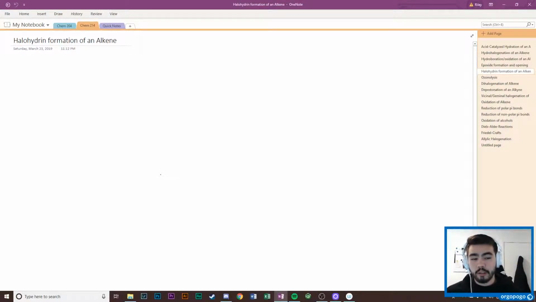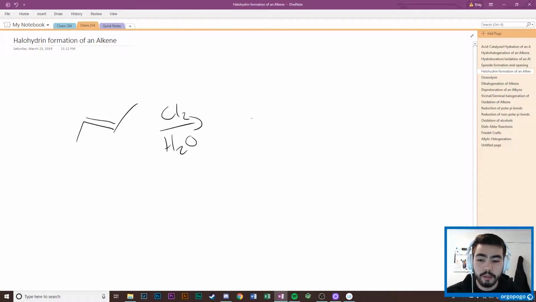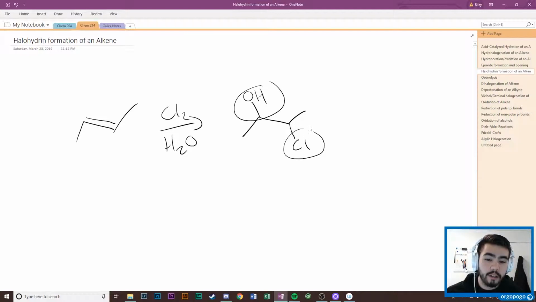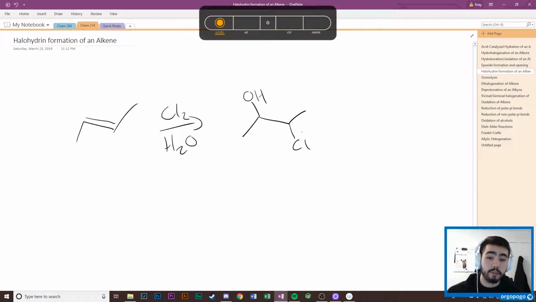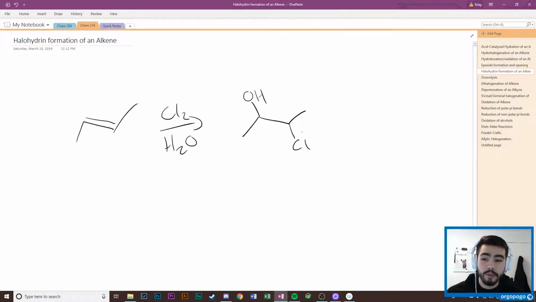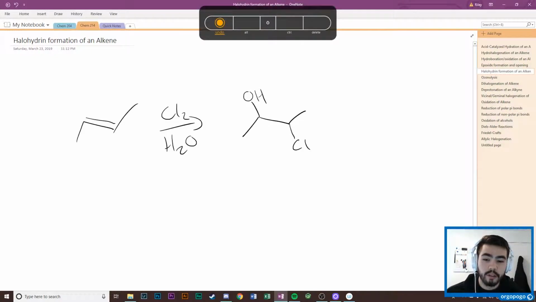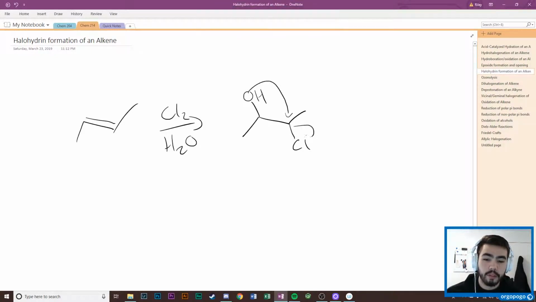Halohydrin Formation of an Alkene. This is alluded to in the epoxide formation one. The overall reaction, we'll use Cl2 this time, and water will take you to a chlorine on one and a hydroxide on the other. When you have an alcohol and a halogen side by side, 1-2 positions, that is called a halohydrin. And this is cool because once you take away this proton here, the oxygen could come in, knock off the chlorine, and give you an epoxide, which is super helpful in synthesis.